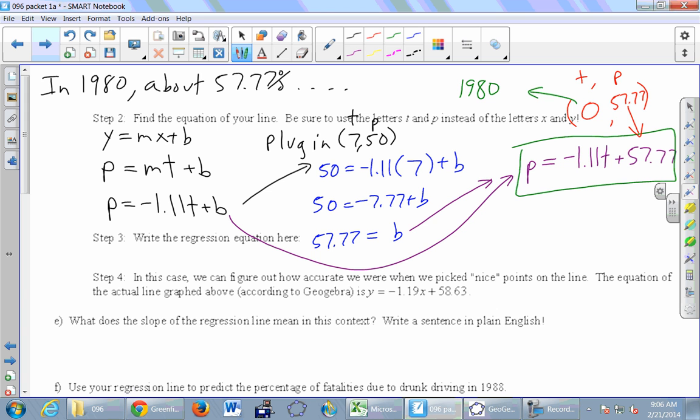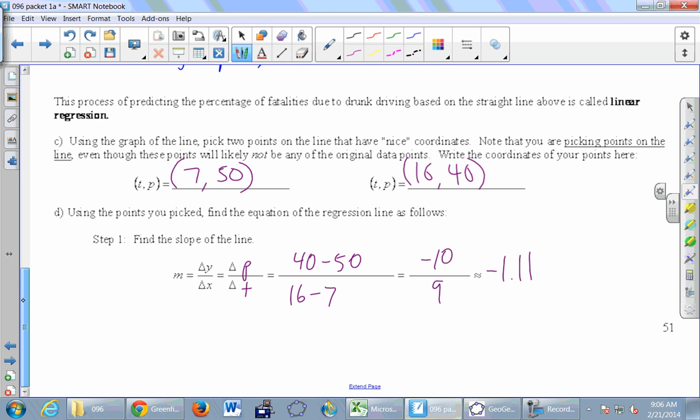So before we go with that, I want us to take a step back on the previous page at the bottom and think about what the units are. So here at the bottom is where we did our calculation and we got the negative 1.11. But let's think about where it came from. Upstairs was a change in P. Downstairs was a change in T, right? What were the units for P? It's percent, right? Those numbers in the second column of our table are all percentages. What are the units for T? Years. All the numbers in the first column were years. So upstairs is a percent, downstairs is a year.